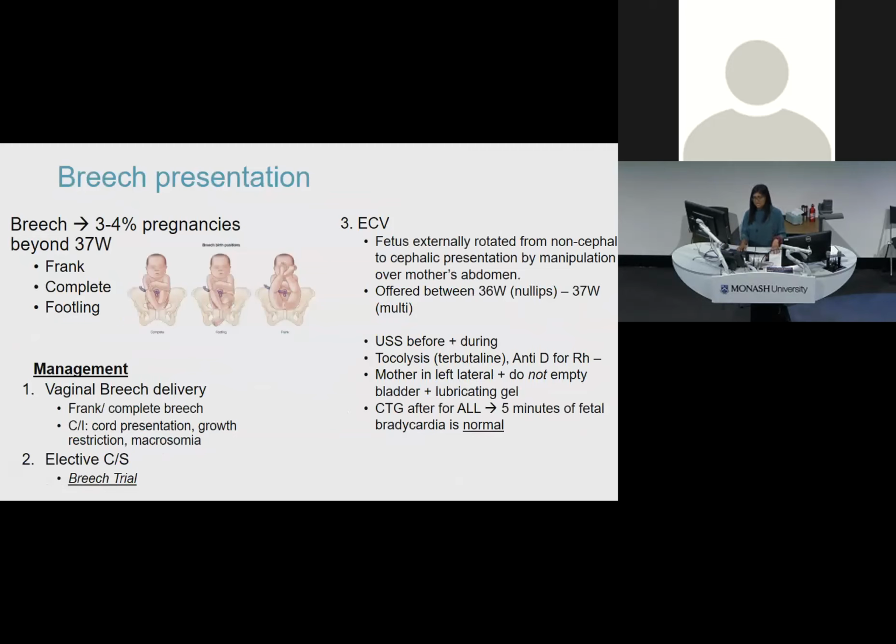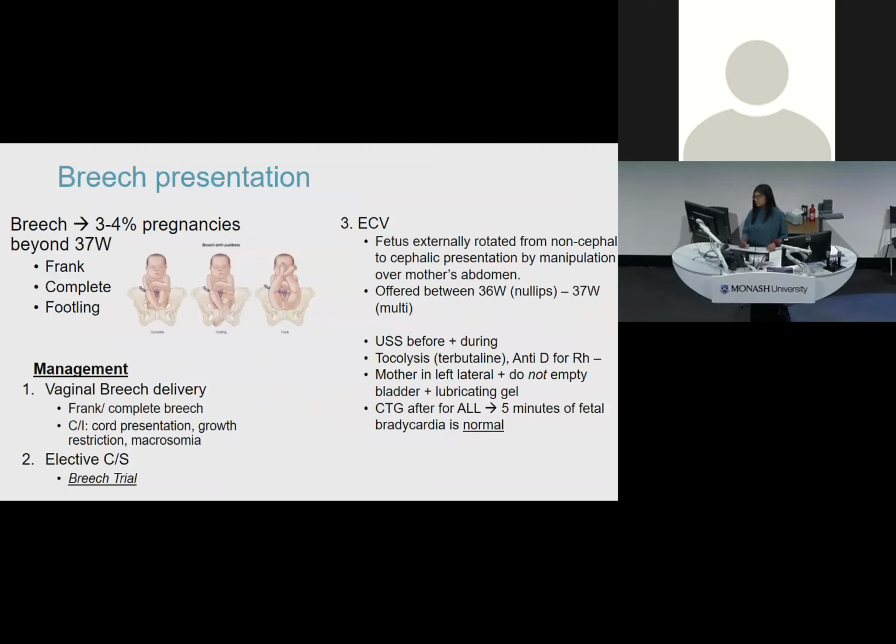So breech affects 3 to 4 percent of pregnancies beyond 37 weeks, and there are 3 different types: frank, complete, and footling. Your management options are the vaginal breech delivery and the elective cesarean section. Since the publication of the breech trial, there has been more incidence of elective cesarean sections because it showed decreased perinatal morbidity and mortality as compared with vaginal breech deliveries. But because you have the additional surgical risks and complications of a cesarean section, ECVs, external cephalic versions, have increased in incidence too, to kind of offset that and mitigate both.